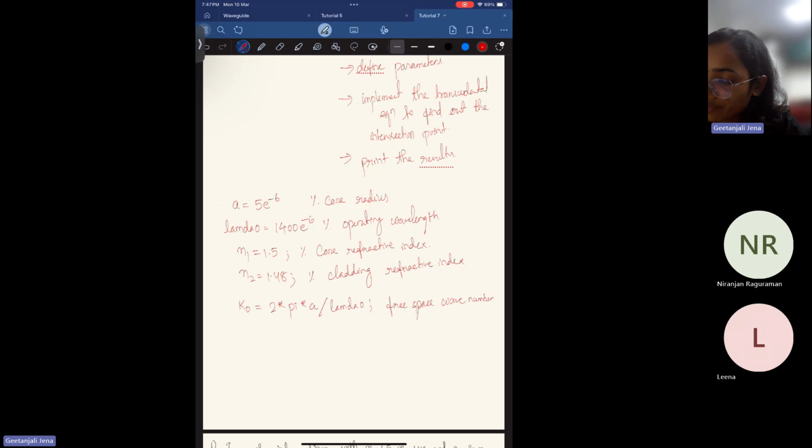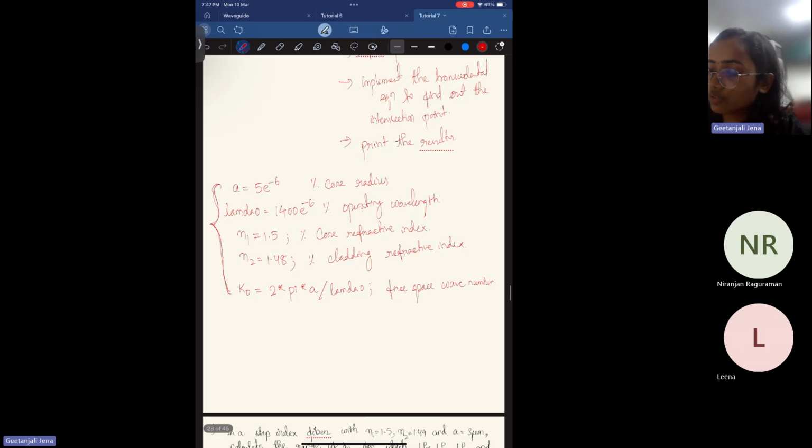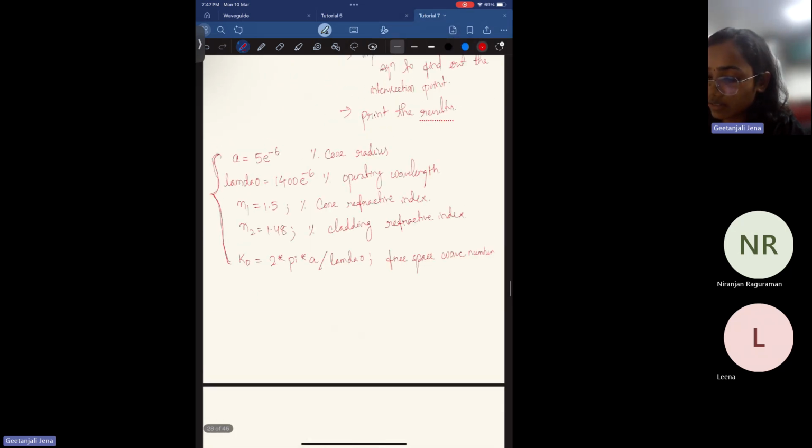So this is all about defining the parameter. Now what you need to do is calculate the value of V. If you recall, V is 2 pi a over lambda 0 multiplied by the square root of n1 square minus n2 square. So this is the V number, right?